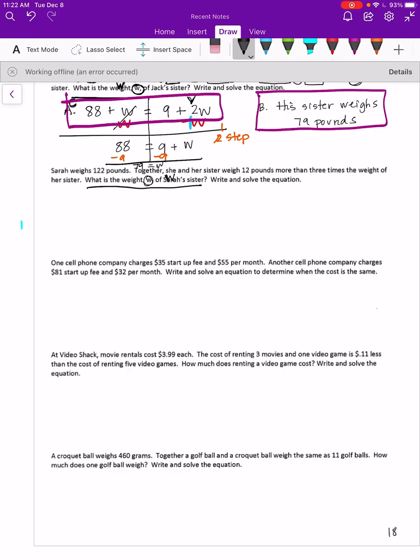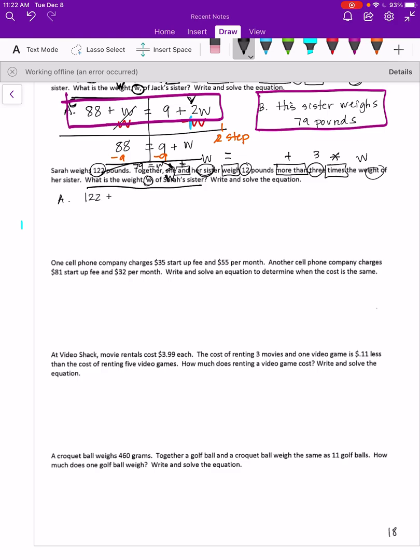See how you do. So Sarah weighs 122 pounds. Together she, so there she is, 122 pounds. And, so that's a plus. Her sister, oh, there's her sister. She's a W. Weigh is your equal, 12 pounds. And then more than means plus. 3 means 3. Times means multiply. Oh, and there we go. Weight of her sister, W. So we have all of it together. So here we go. We write it down.